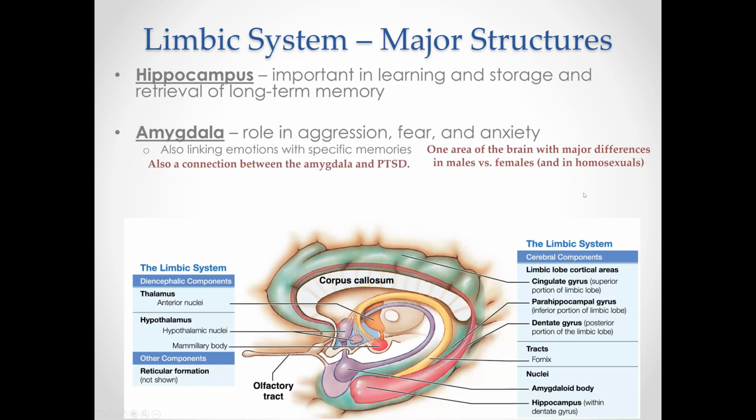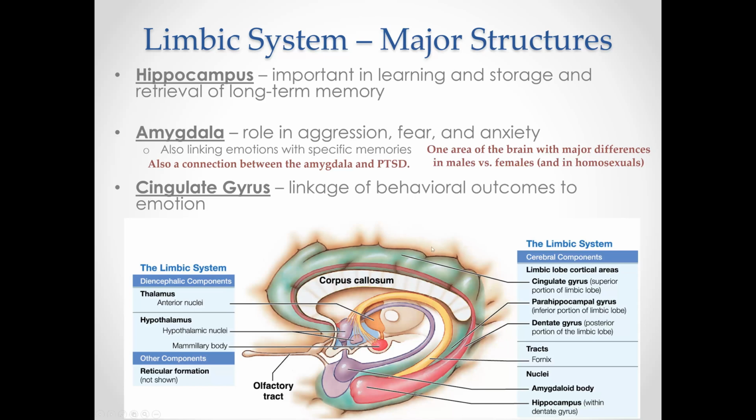The amygdala is also linked to PTSD, post-traumatic stress disorder. So if two people experience a traumatic event, not both of them are going to go on and develop PTSD, but people who have certain structure and size to their amygdala are more likely to develop PTSD than people who don't. So whether someone develops PTSD or doesn't depends on their amygdala.